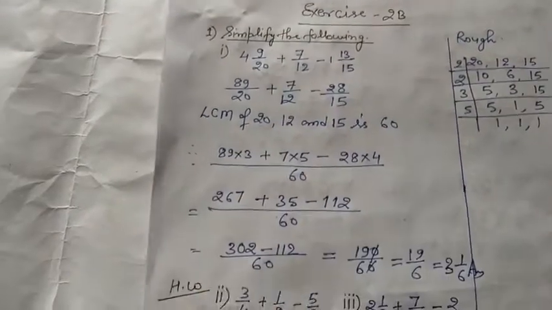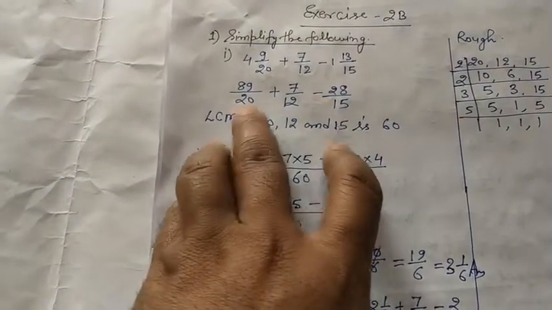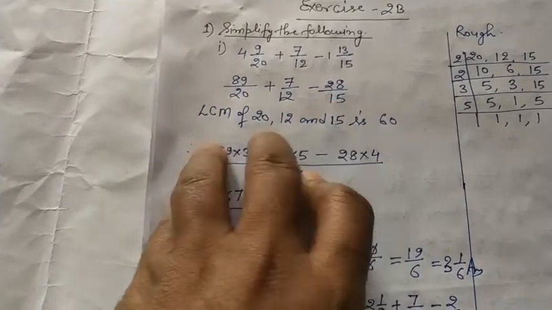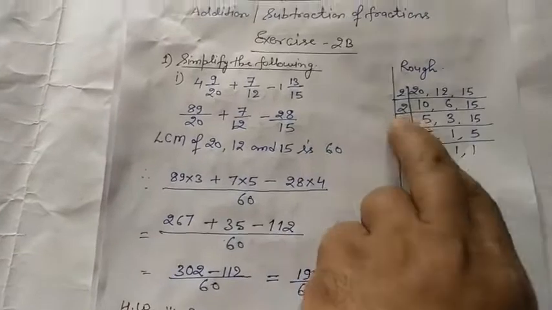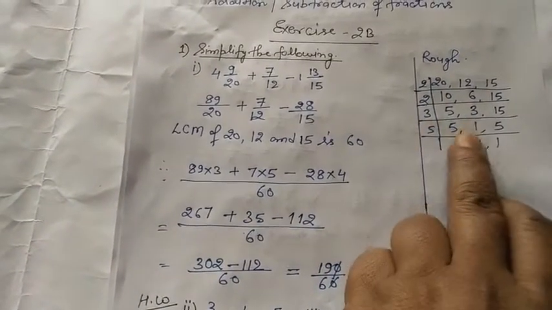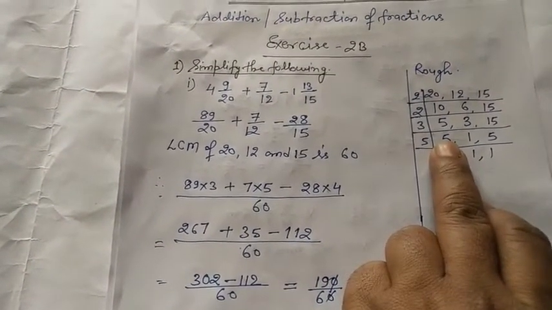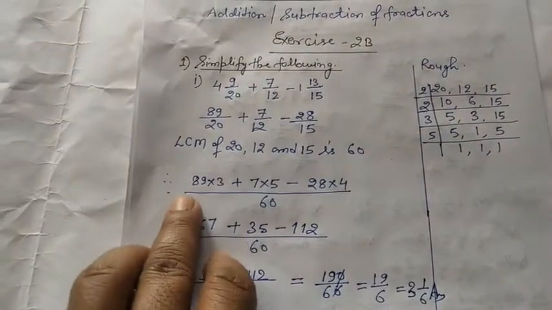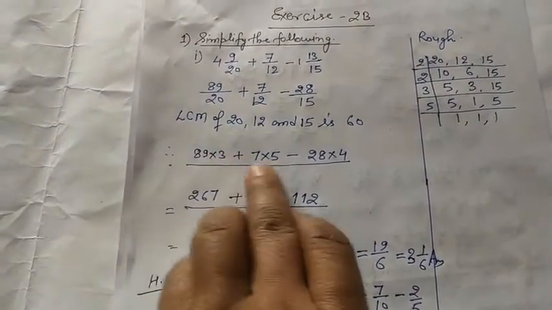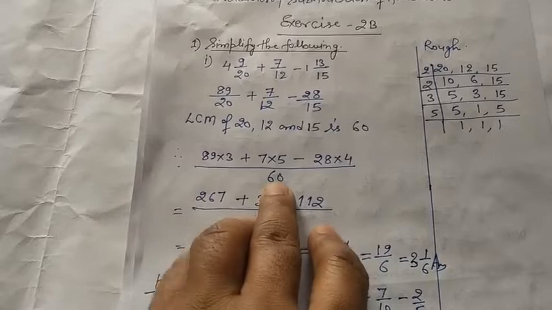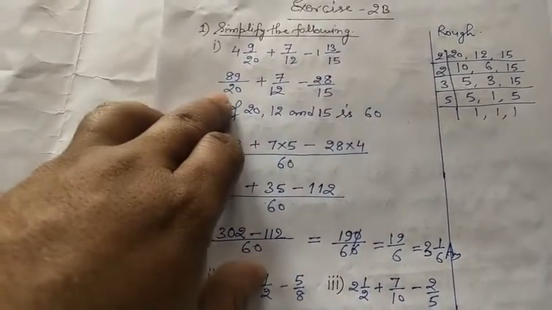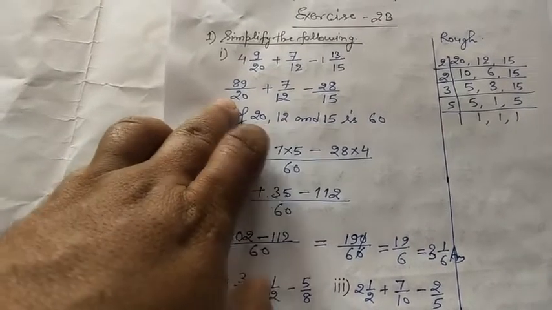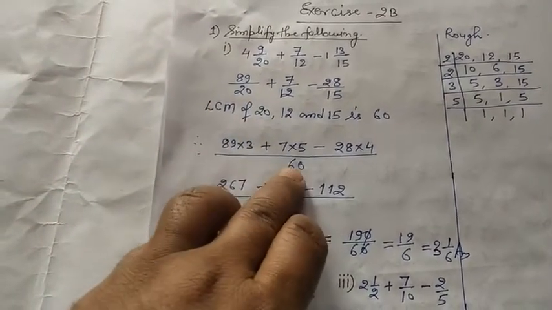Now we find the LCM of the denominators 20, 12 and 15. The LCM of 20, 12 and 15 is 60. Here I have solved and found the LCM of the given numbers. So now we draw the line and first of all we write here the 60. Now in the first fraction, the numerator is 89 and its denominator is 20. When we divide 60 by 20, it gives 3.